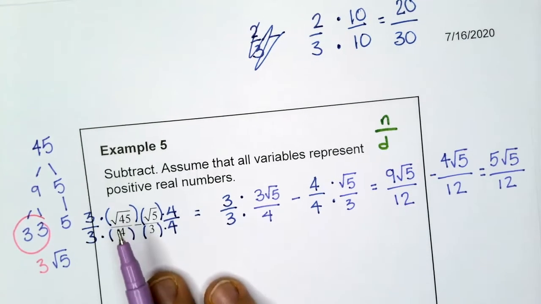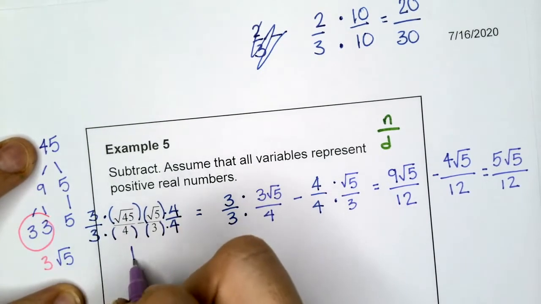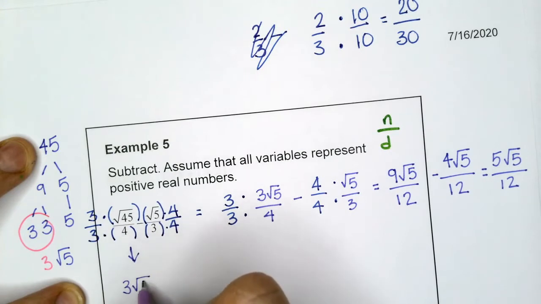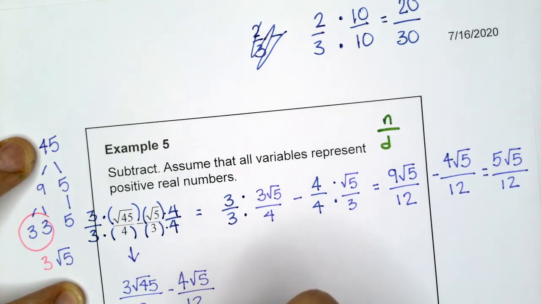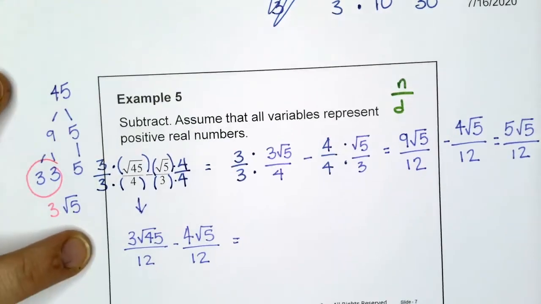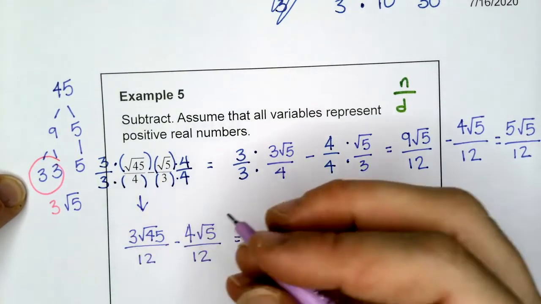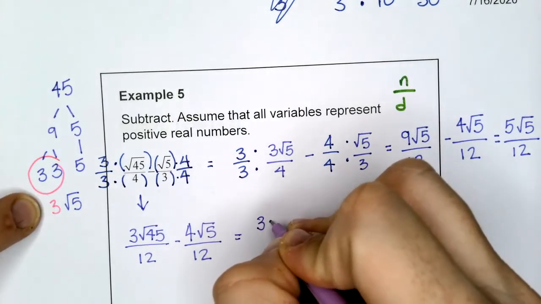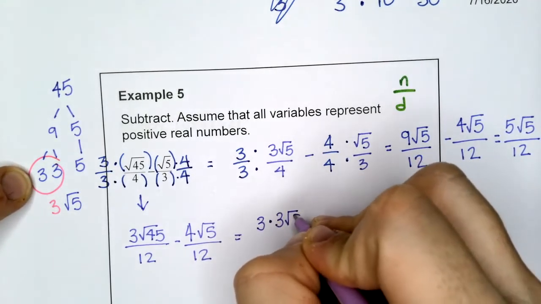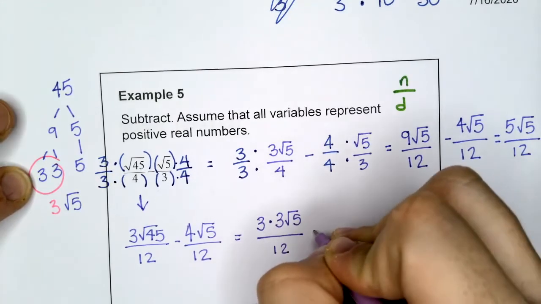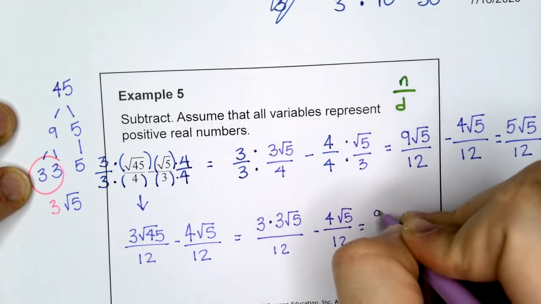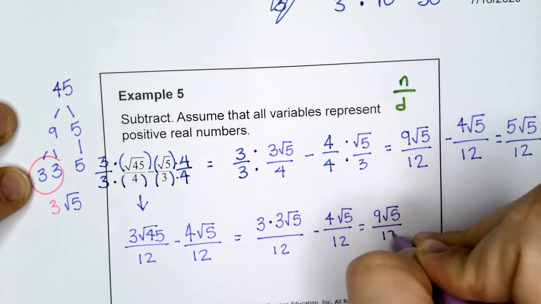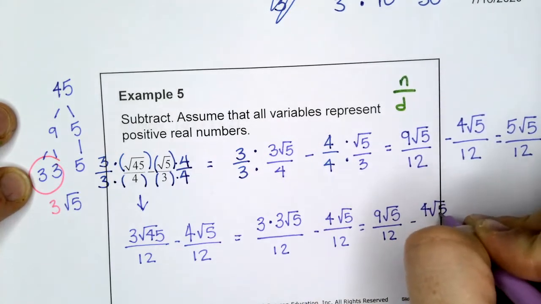I could have multiplied it through as 3. So I could have said 3√45 over 12 minus 4√5 over 12. And then I would have had to work out the √45. So I would have said 3 times 3√5 over 12 minus 4√5 over 12, which equals 9√5 over 12 minus 4√5 over 12.